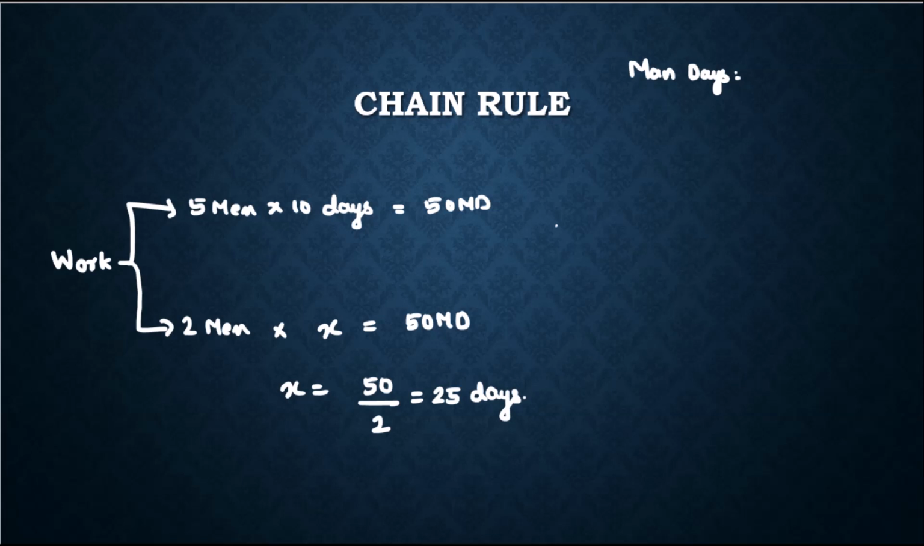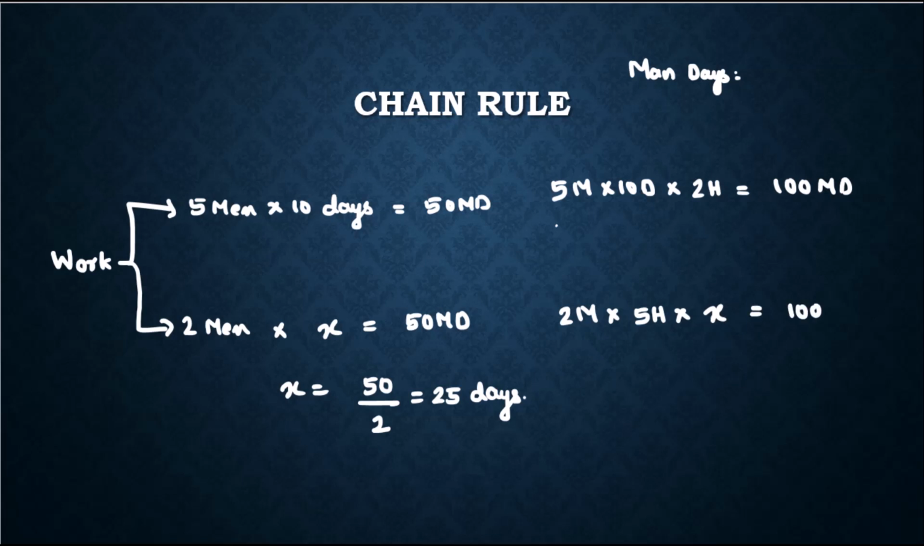If we assume another condition, 5 men working for 10 days, they are working for 2 hours per day. That means their total work is 5 into 10, that is 50, into 2, 100 man days. In the second set, if we have 2 men working for 5 hours per day, how many days are required to complete the same work? In that case also, total work is 100 man days. So x is equal to 100 divided by 10, equal to 10 days.